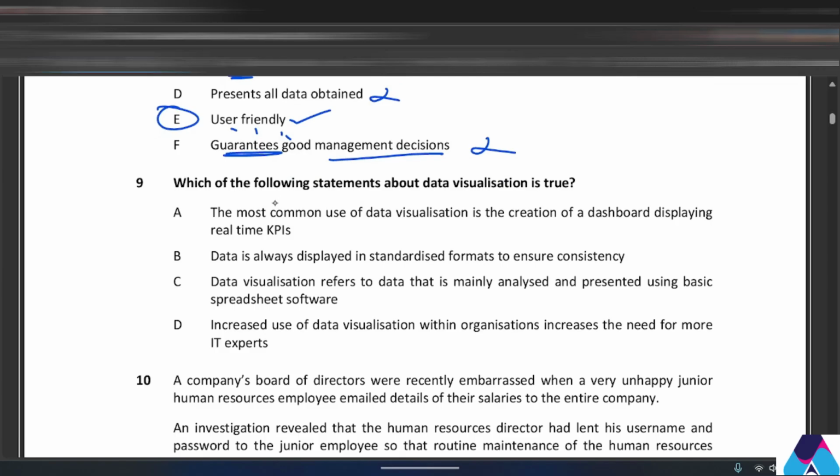Question number 9 says, which of the following statements about data visualization is true? All right, let's start. Part number A. The most common use of data visualization is the creation of a dashboard displaying real-time KPIs. The most common use of data visualization is the creation of a dashboard.